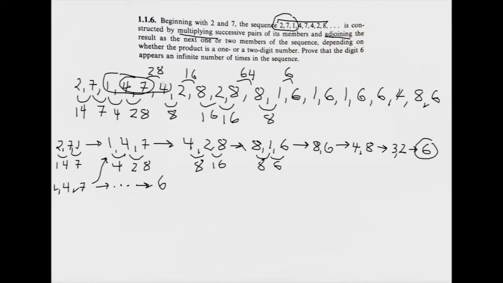Let's look at that. 4, 7, 4. Okay, so 4, 7, 4. That's going to generate 2, 8 and 2, 8. Okay. This looks a little more promising. Let's see. Okay. And this will generate 16, 16, 16.